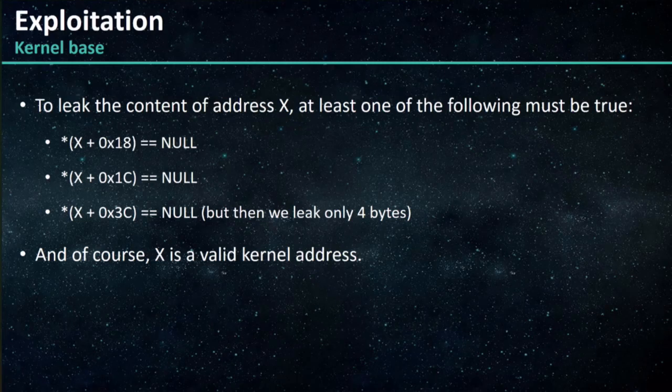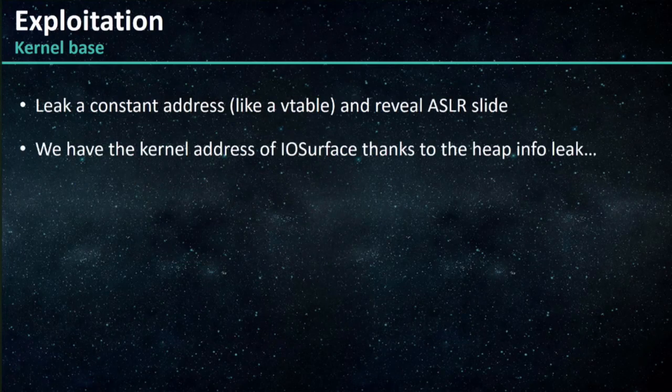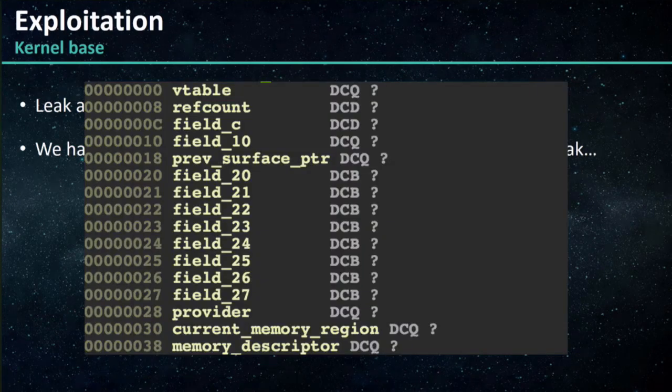So again, let's see how we take advantage of the semi-absolute read. Our goal is to leak a constant kernel address, so we can calculate the slide between the leaked address and the original address. And again, X has to be a valid kernel address. So we do have a valid kernel address: the IO Surface object. So let's see if we can somehow leak something constant from that kernel address. Obviously, the first thing that comes to mind is the vtable, because it's a constant address, always slid from the kernel address. So that's the IO Surface object.